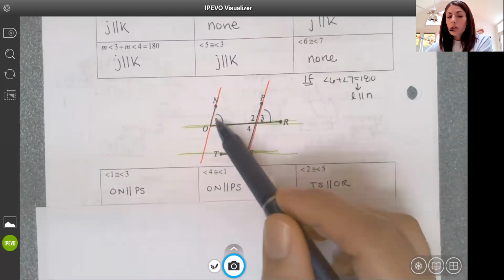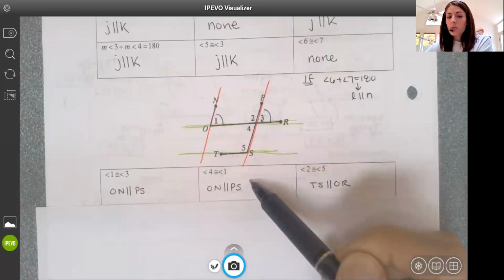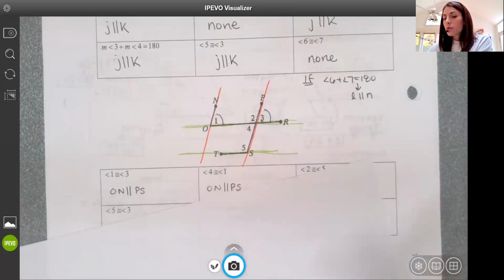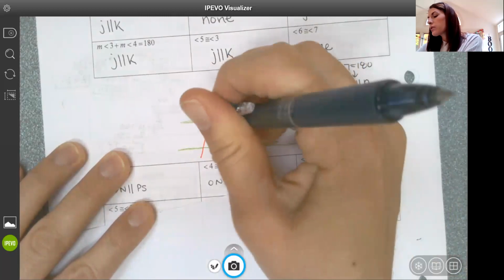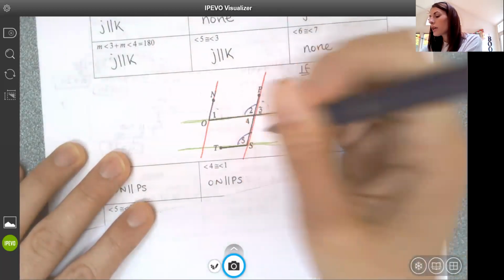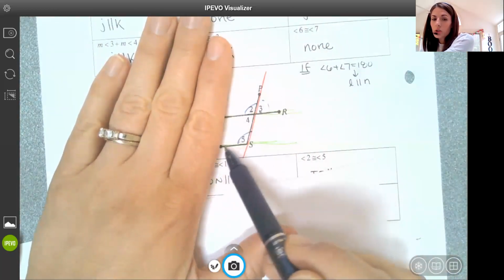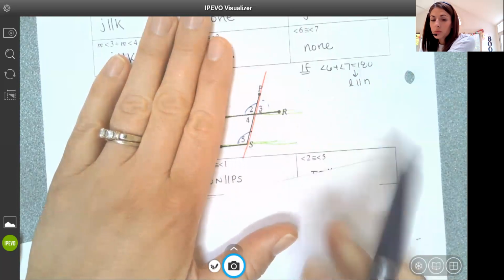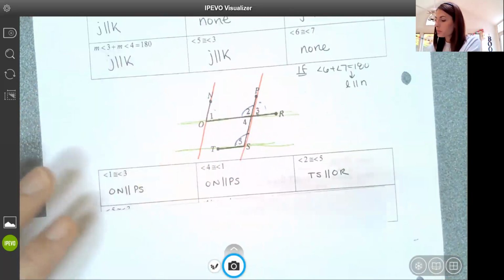1 and 4 would be the alternate interior. So same idea, those would be parallel. When I get to 2 and 5, 2 and 5 flip what lines we'd be talking about, because 2 and 5 are here. So that would be on this transversal, showing me that these lines are parallel. That TS and OR would be parallel.